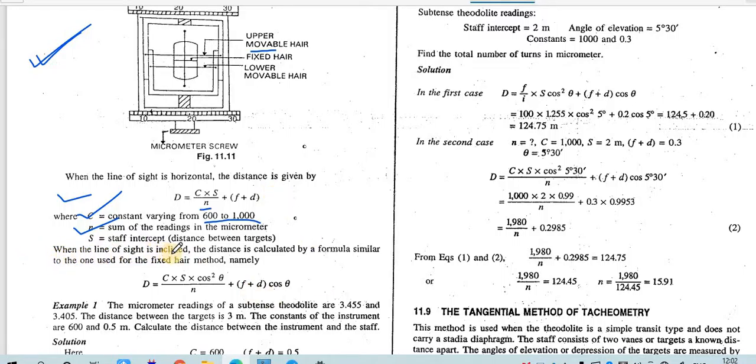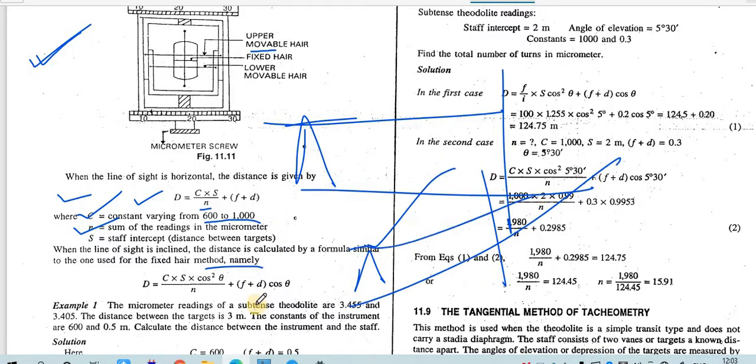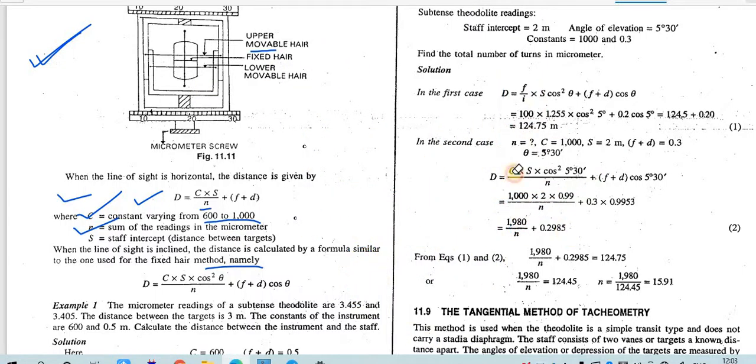Okay. So when the line of sight is inclined, the distance is calculated by a different formula, similar to the one used in the fixed hair method. The previous one is for when the line of sight is perfectly horizontal. If the line of sight is inclined upward, you will have to use this formula: D equals C into S into cos square theta by N plus F plus D cos theta. This is the formula we use to calculate the horizontal distance. Now we will see the numericals related to this.